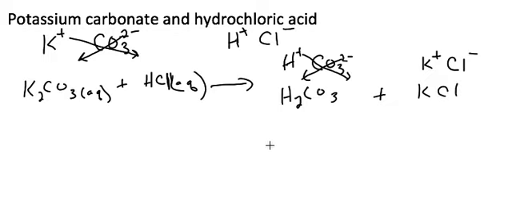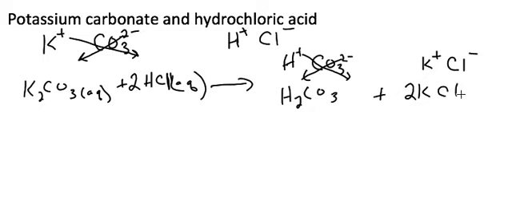Now what we want to do is balance this reaction. If we start out with 2 potassium ions, we need to end up with 2 potassium ions. So we're going to put a 2 in front of the KCl. We start out with 1 carbonate ion. We end up with 1 carbonate ion. We start out with 1 H+, and now we have 2 H+. So I'm going to put a 2 right here. And now for the last one, I have 2 Cl's because I have the 2 in front of HCl, and I have 2 KCl's. So we are now balanced.